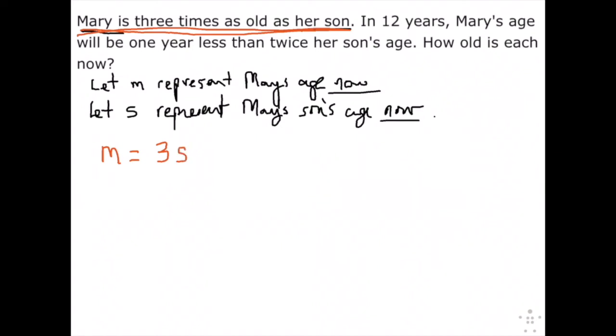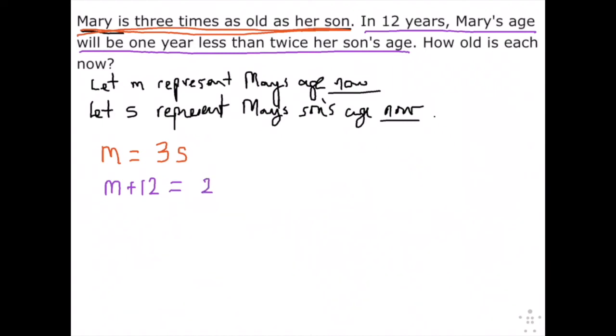Okay. And the second statement says in 12 years, Mary's age will be 1 year less than twice her son's age. So let's start from the left. In 12 years. So that means Mary's age in 12 years is going to be M plus 12, and her son's age in 12 years is going to be S plus 12, right? So in 12 years, Mary's age, so M plus 12, will equal, in the future, right, 1 year less than twice her son's age.